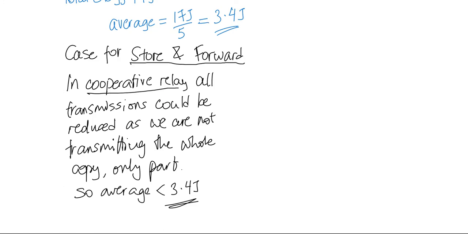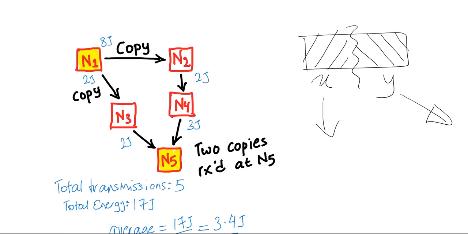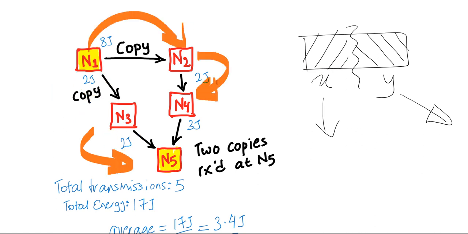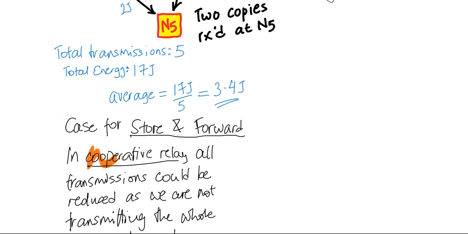And since we are only transmitting a part of the message from each one of these nodes, the amount of energy that will be required will be less. And what we end up seeing is that the average will be less than the 3.4 joules we calculated when we're sending the whole message. So because I'm sending only a small part, I do not need the whole 2 joules now. I probably need half of that to get to N3. And then from N3, I don't need 2 joules, I maybe need half of that. From N1, maybe 4 joules, 1 joule, and then maybe 2 joules over here. So the overall average of the transmission actually reduces due to this concept of cooperative relay.